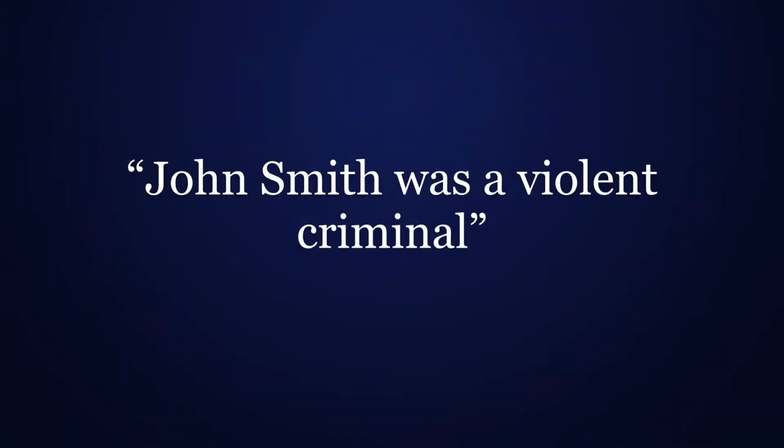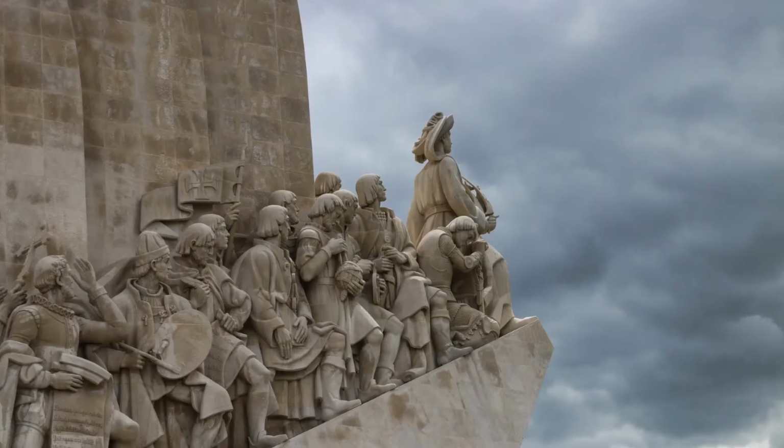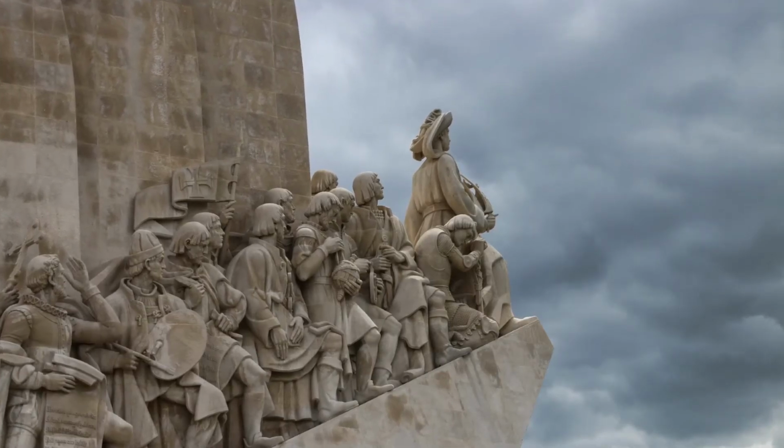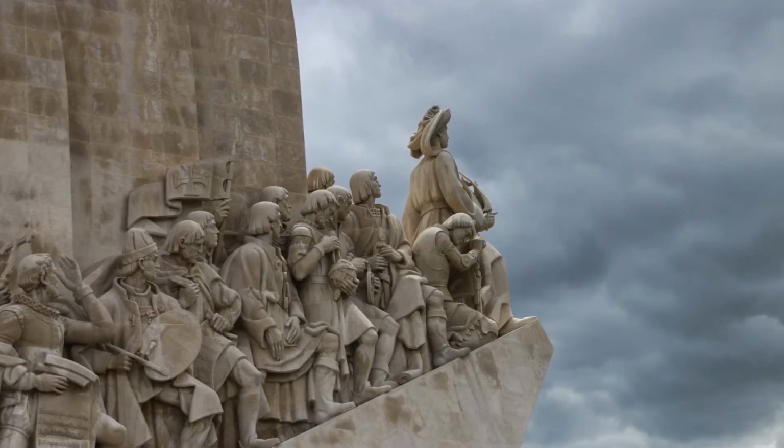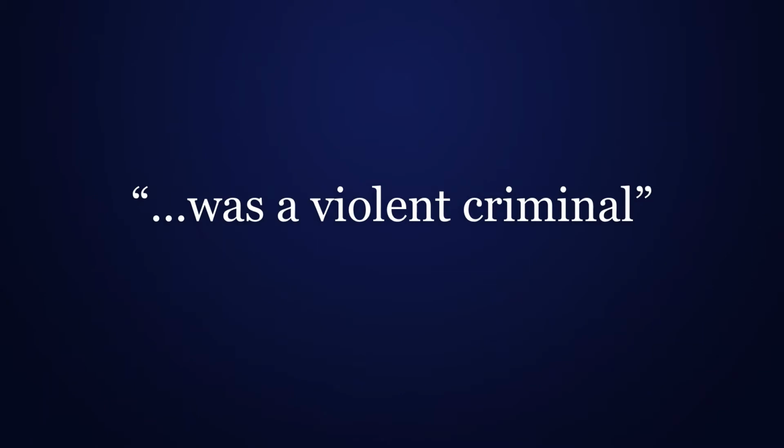For example, let's say that a source states that John Smith was a violent criminal. The exact words used in this sentence explicitly state what information it is conveying about the person known as John Smith. The explicit information is that he was a violent criminal.